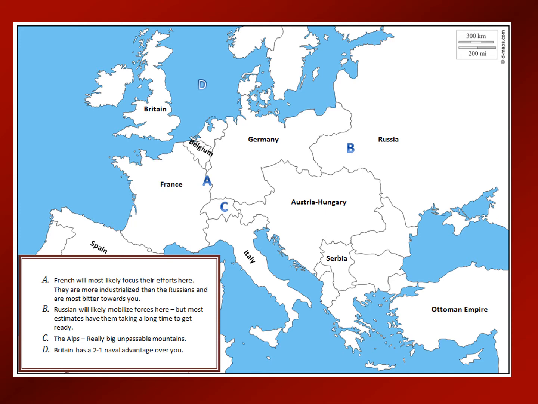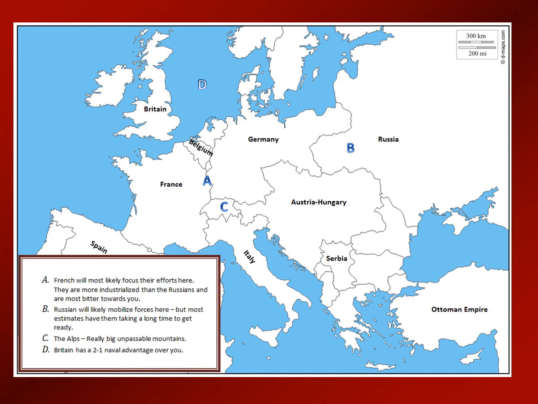So if you take a look at the scenario here, letter A, the French will most likely focus their forces here. If you're Germany, you feel like that could be the hardest part to penetrate. The French are more industrialized than the Russians, and they're also bitter towards us because right about where that A is, that's the land that Germany took in 1871. So the Germans are paranoid about the French, and they see that section A there as the hardest place to go through. And so that's going to be a problem for them.